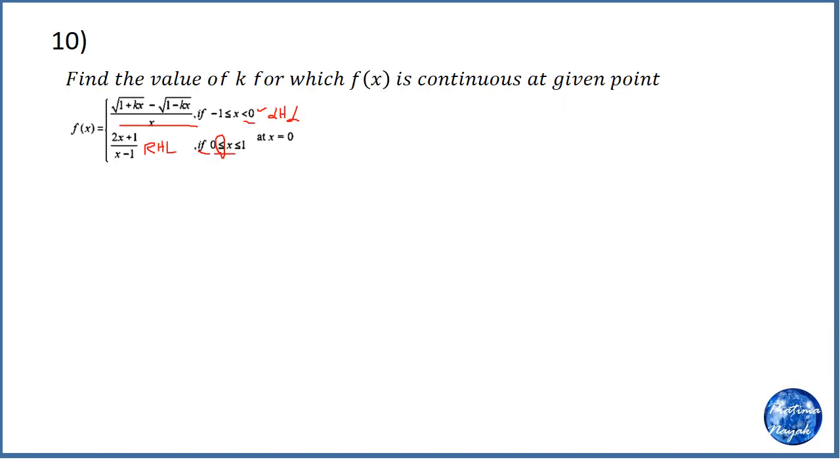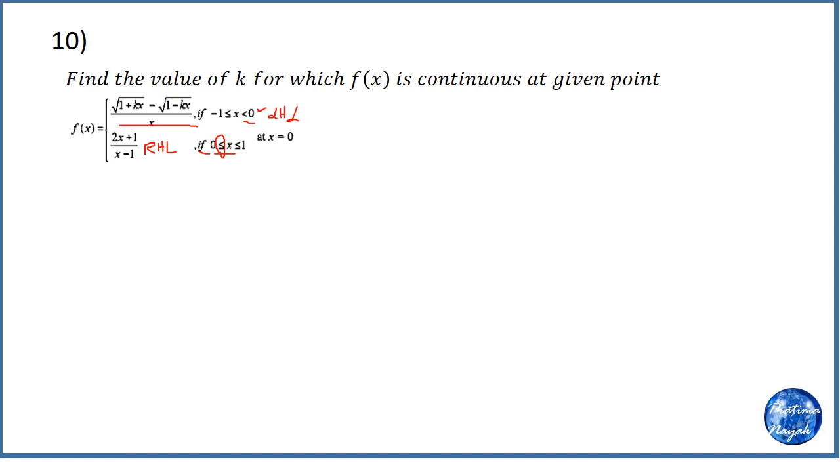Now coming to the last question. Find the value of k for which f(x) is continuous at the given point. It is given. Same logic, only to find the limit here. And what is the function given? Under root 1 plus kx minus under root 1 minus kx, by x, when x is between minus 1 and less than 0.